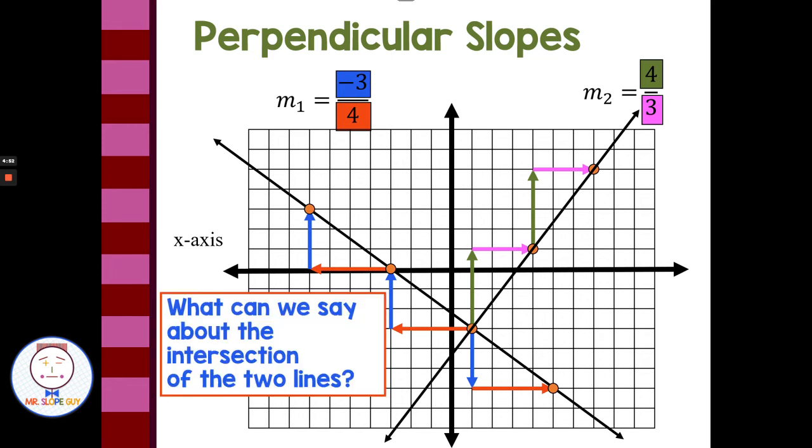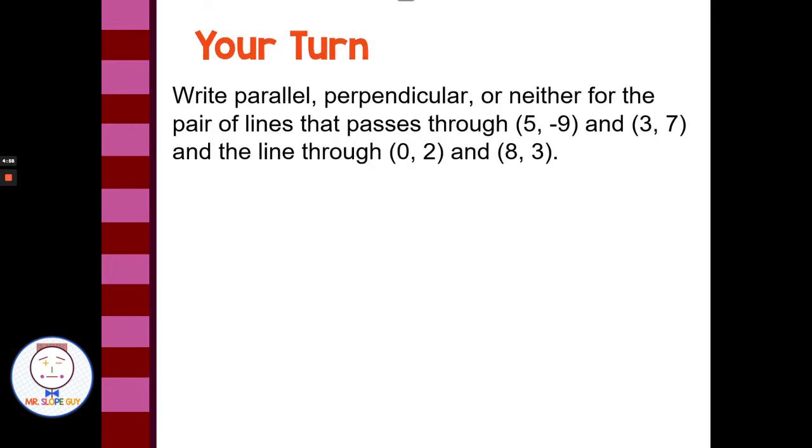What can we say about the intersecting of the two lines? They are perpendicular. All right, you guys try this one on your own. Write parallel, perpendicular, or neither for a pair of lines that passes through (5, -9) and (3, 7), and through the lines (0, 2) and (8, 3). Pause the video here. Let's see how you did.